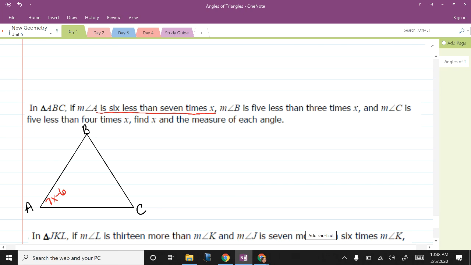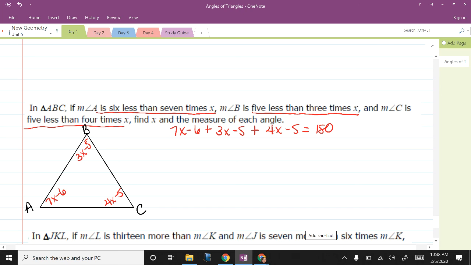Okay. And angle B is 5 less than 3 times x. So what do I write for angle B? 3x minus 5. Y'all see what I'm doing here? My 5 looks stupid, but y'all can guess. And C is 5 less than 4 times x. So what is that? 4x minus 5. And then together they make what? 180. So 7x minus 6 plus 3x minus 5 plus 4x minus 5 equals 180. And you'd solve from there. Is that okay with everybody?